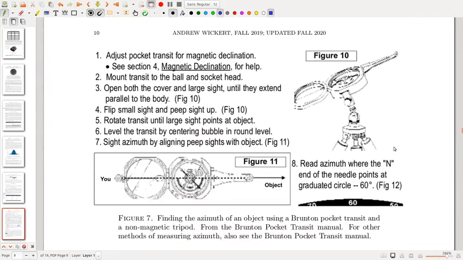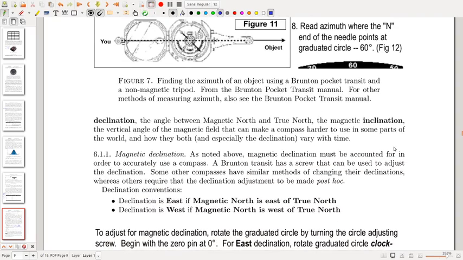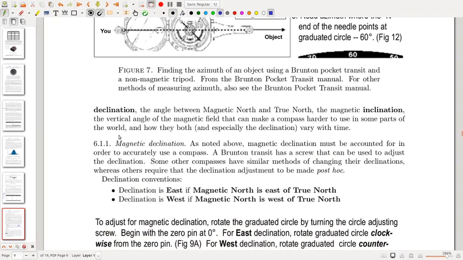So here's an example of mounting a Brunton pocket transit on a tripod, and you can use that, and it has some instructions for how to properly set what's called the magnetic declination. And what is the magnetic declination? It's the fact that the magnetic north, which is determined by this geodynamo, is not actually the same as the geographic north.